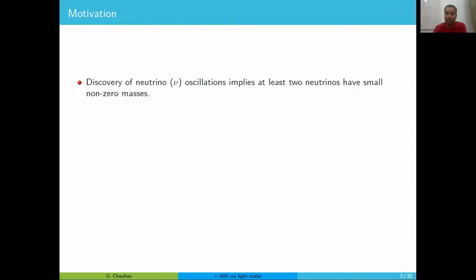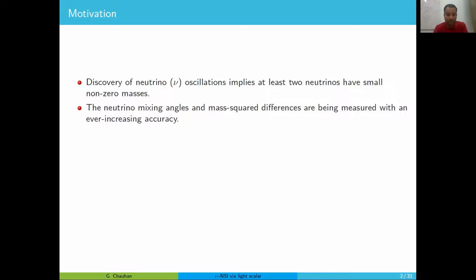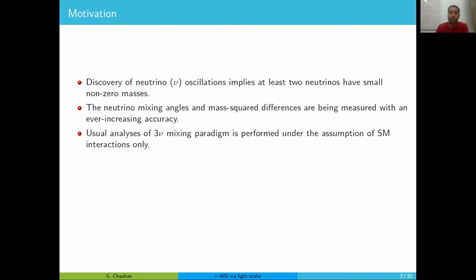So to begin with, we know that neutrino oscillations are real, and this also implies that at least two of the neutrinos have small non-zero masses. The neutrino oscillation mixing parameters, which are parameterized by these three mixing angles and the mass square differences, are now being measured with subdominant accuracy at neutrino experiments.